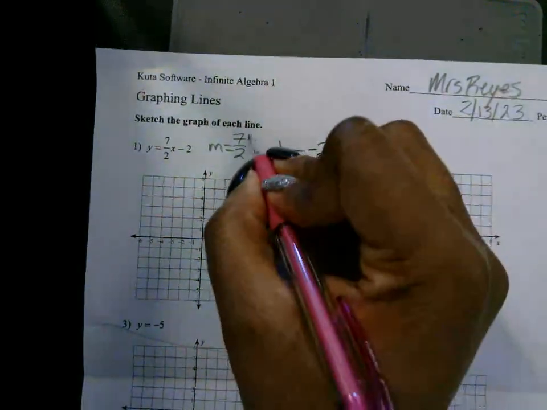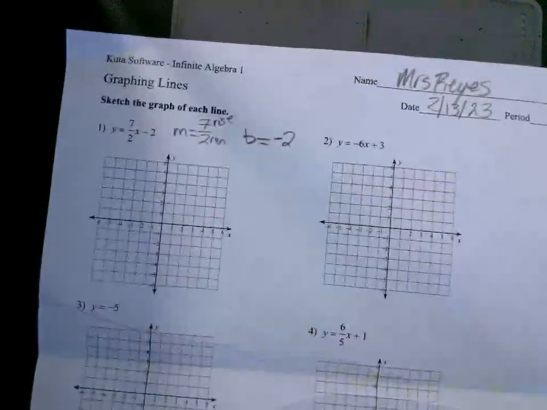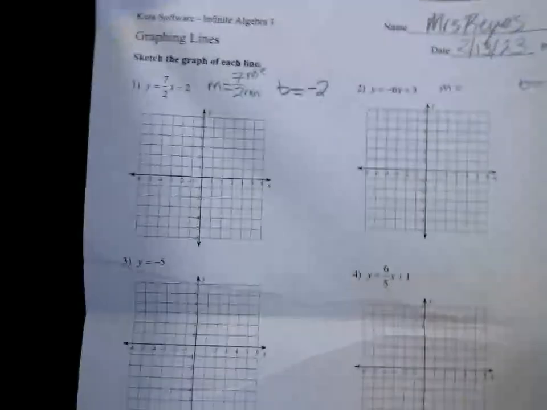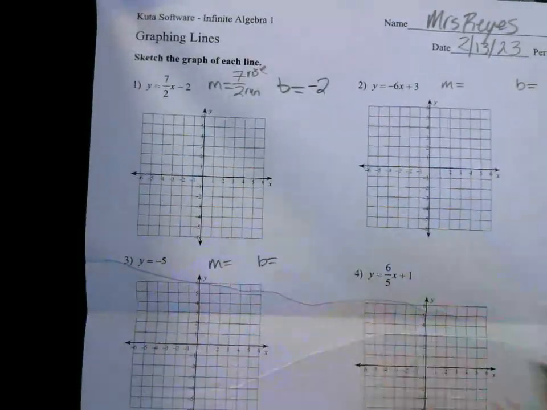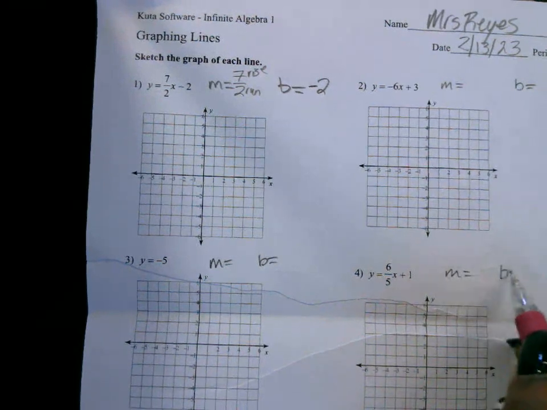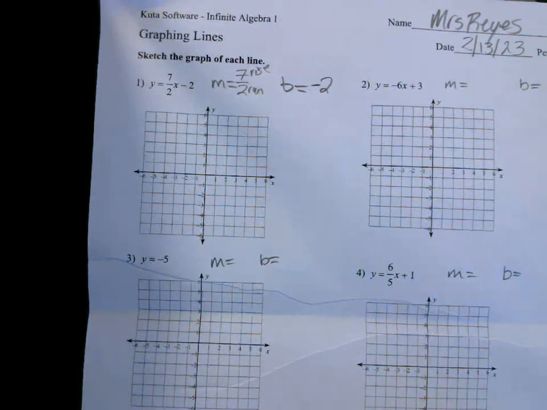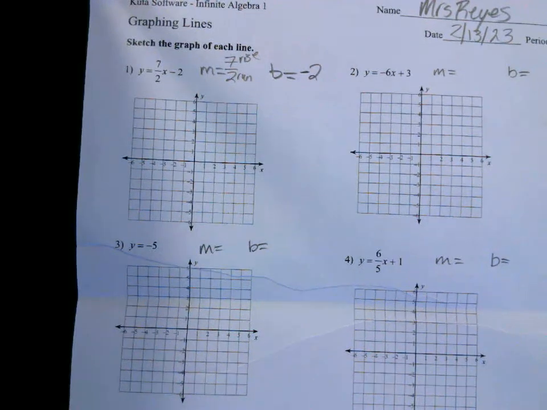Okay? Top number is the rise. Bottom number. Very good. See if you can label M and B for each of these. And pause for the call.